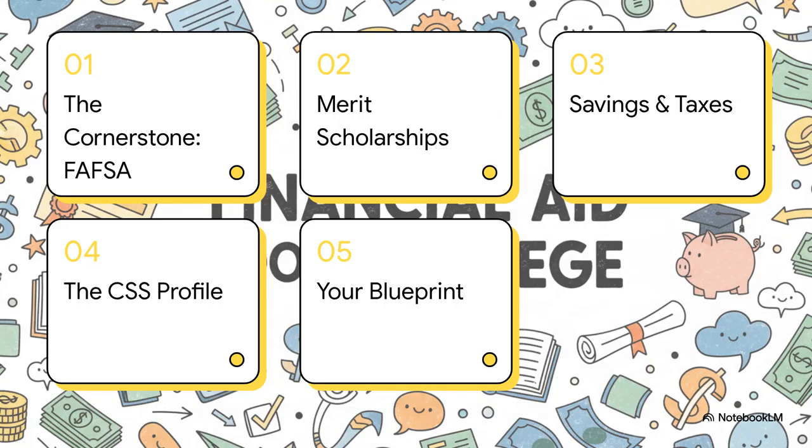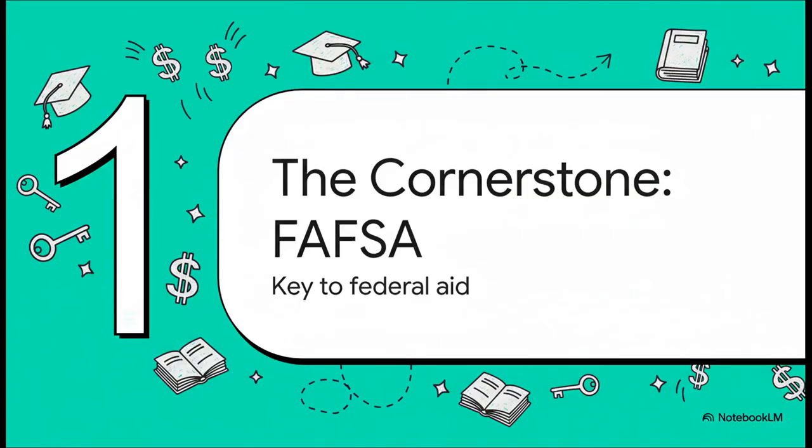We're going to look at the 4 main tools in your financial aid toolbox. We'll start with the FAFSA, then hit scholarships, your own savings and tax credits, and something called the CSS profile. And then we'll put it all together into your personal blueprint. Let's get started. First up, let's talk about the absolute cornerstone of financial aid, the FAFSA.